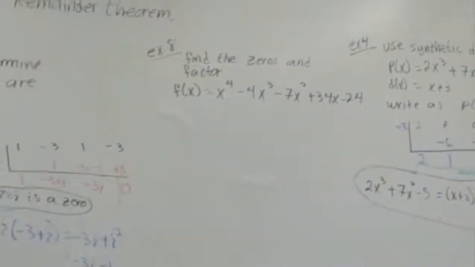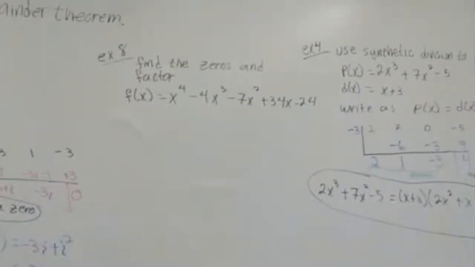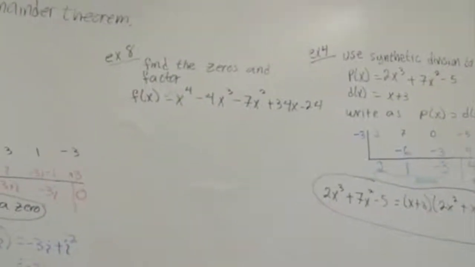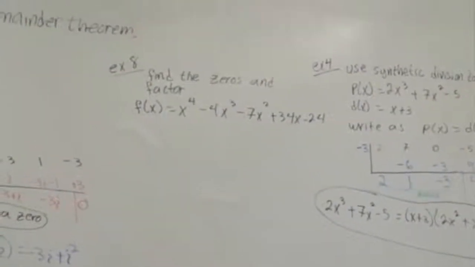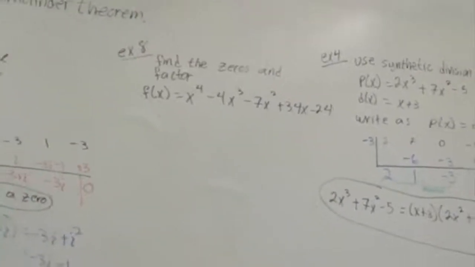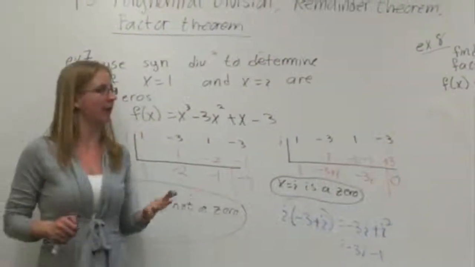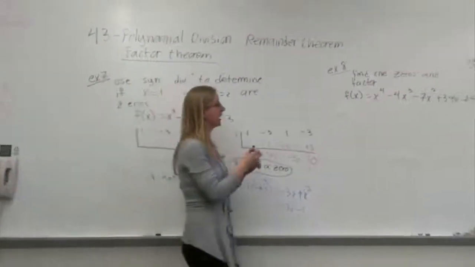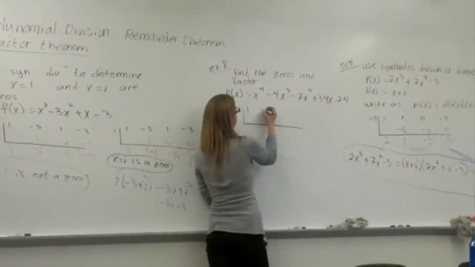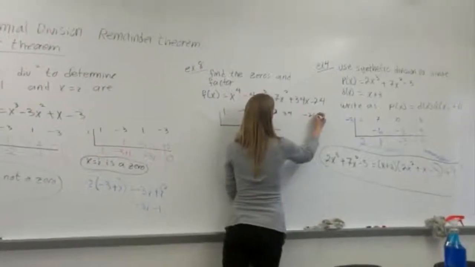Okay, so find the zeros and factor this. So here's what we're going to do. I'm going to do some synthetic division, and I'm going to try to guess what number would work. Here I tried 1, it did not work. Here I did work. If I did not give you those numbers, how would you know which one to guess? That's the trick. So I'm going to set up the synthetic division: a 1, a negative 4, a negative 7, a 34, and a negative 24.